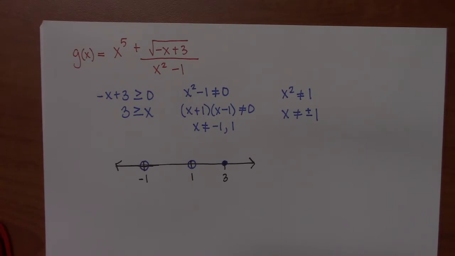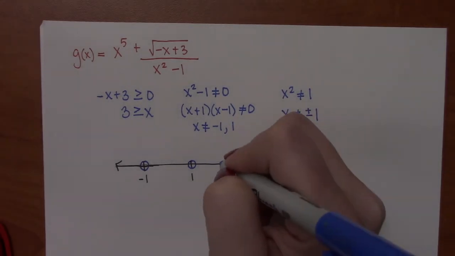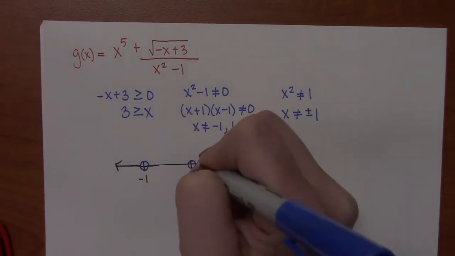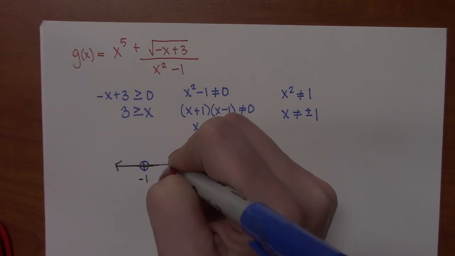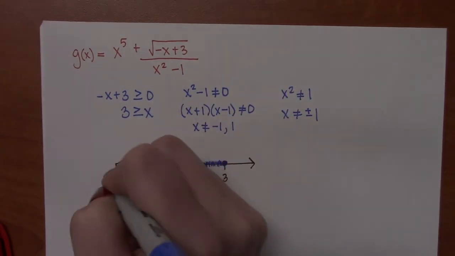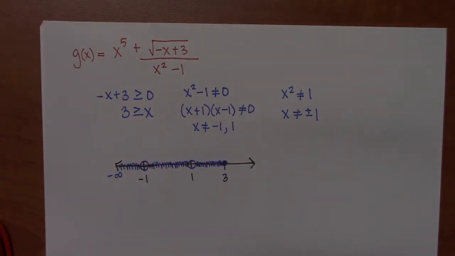If x is less than or equal to 3, then I shade everything to the left, because I can't say that less than is left. So I shade all the values to the left, but notice I'm not including negative 1 or 1, because the denominator kicked those out. If you only checked the numerator, you probably would have shaded all of this part of the number line, right? But then the denominator kicked those extra 2 values out, so you had to exclude them.